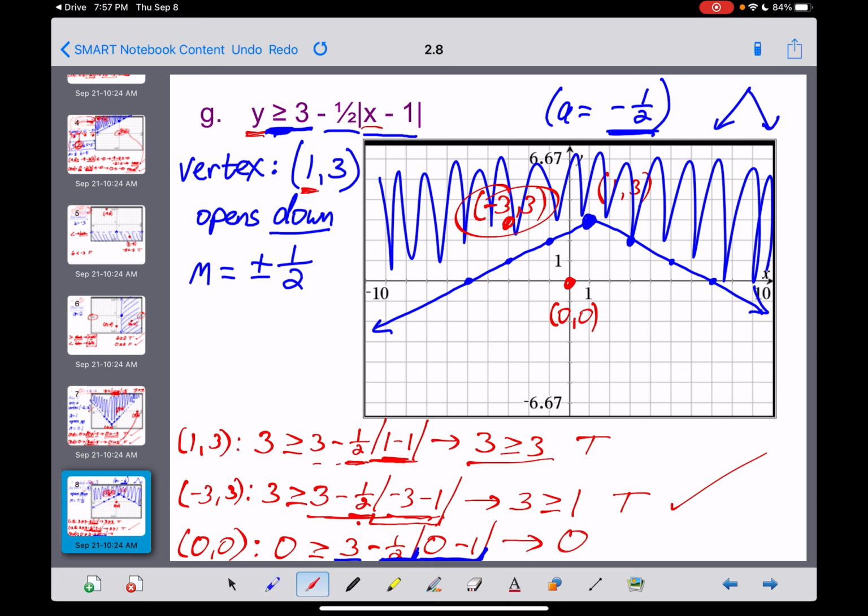So we get 0 is greater than or equal to 2.5. And that statement is false, which makes me feel good because I chose an unshaded point right there. So I was expecting a false statement, and that's what we got.